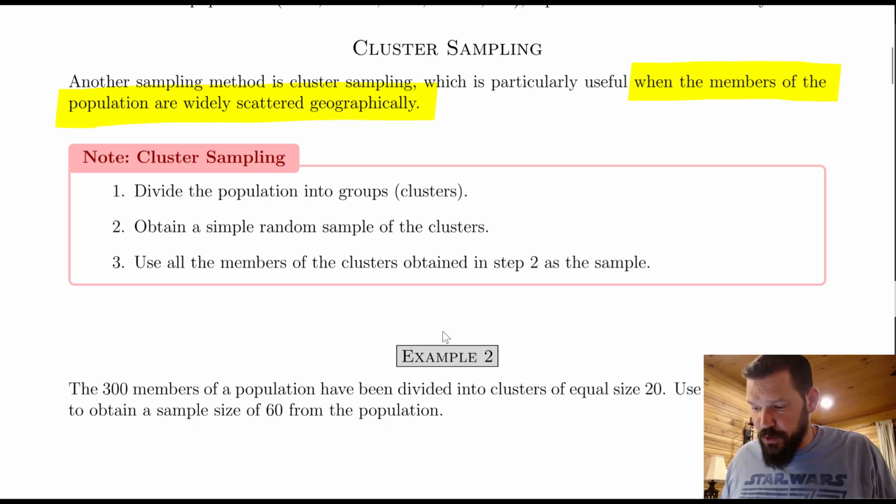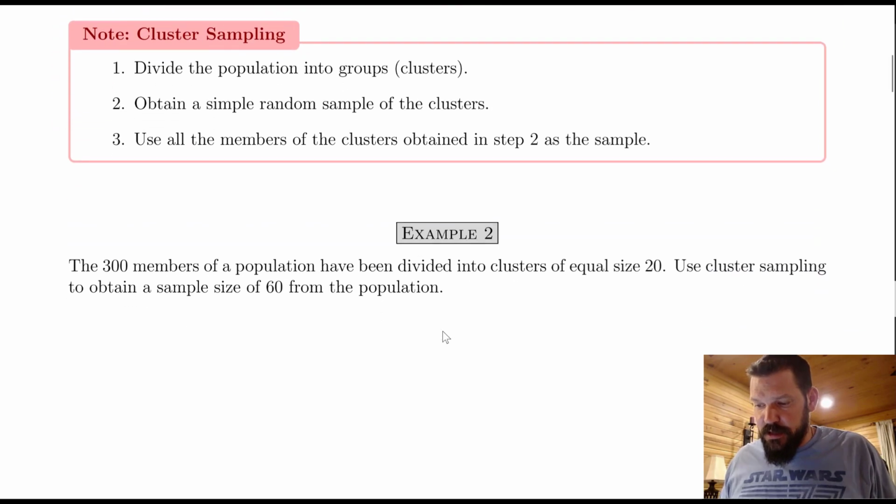So the steps for cluster sampling are: we divide the population into groups or clusters. So like I said, our classroom could be considered a cluster. We would obtain a simple random sample of those clusters. So if we have 20 clusters, maybe we need 5 of those clusters. We would sample those 5 clusters. That would give us our sample set.